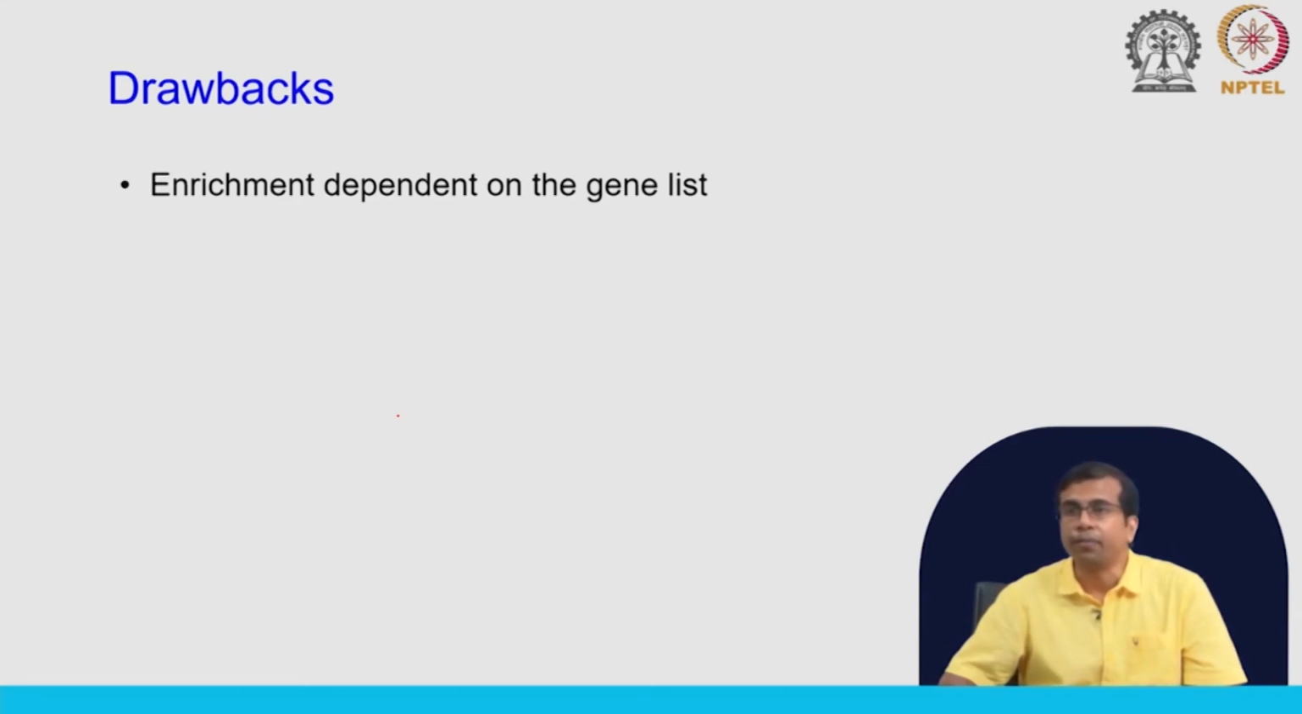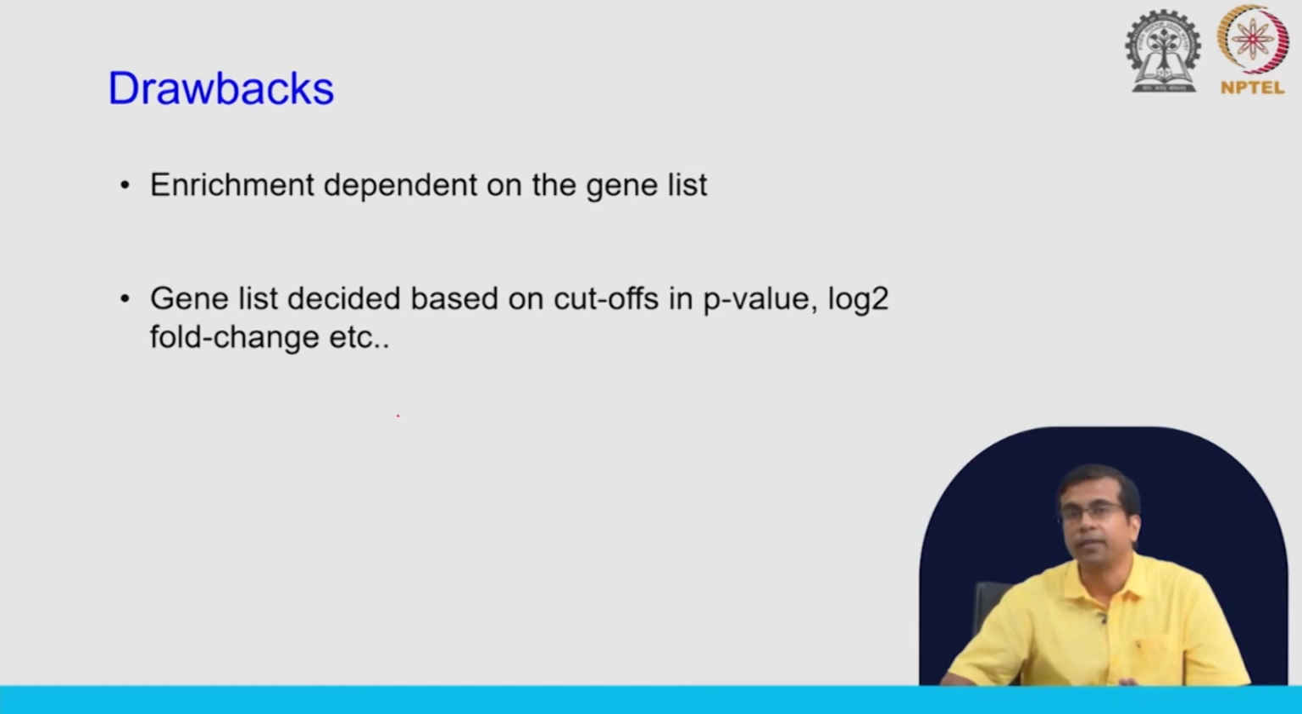So, this enrichment that you will get is dependent on the gene list that you are providing. So, if we have let us say 100 genes, we will get some sort of enrichment. If we have let us say 120, 150, we will get some other enriched functional classes. Now, why I am saying this is that this gene list that we decide is often based on cutoffs. This is something that we choose, the p value cutoff or the FDR cutoff, or if we want to impose a log to fold change cutoff, etc.